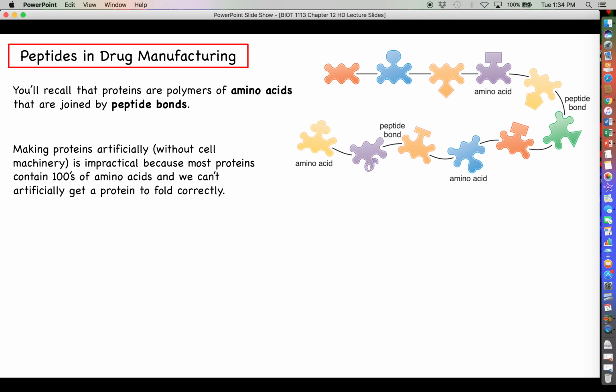So if you're thinking that we're going to be making proteins artificially, meaning that we don't have any of the cell machinery, we don't have messenger RNA, we don't have ribosomes, we don't have any of the stuff that the cell has for both transcription and translation, you're probably thinking about this the wrong way. Making proteins artificially is going to be pretty impractical because most proteins contain hundreds, maybe thousands of different amino acids, and we just can't artificially get a protein to fold correctly, not to mention that actually getting an accurate result would be very, very difficult.